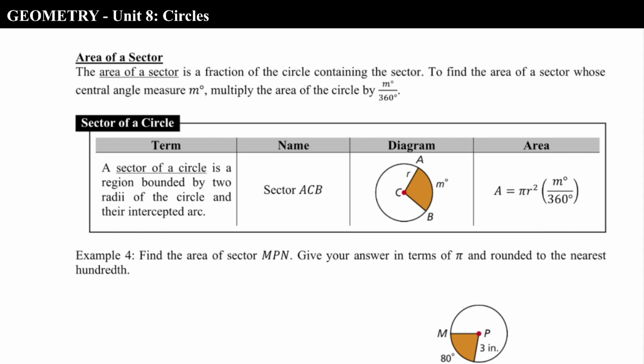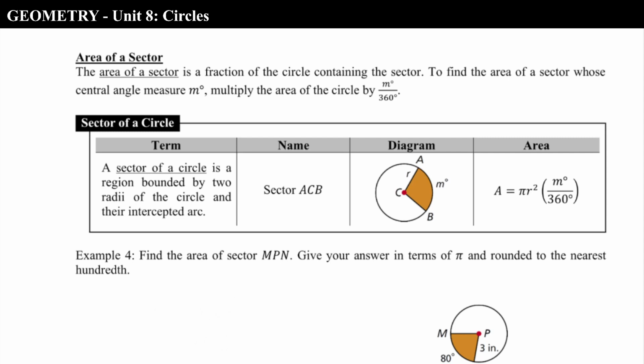The area of a sector is a fraction of the circle containing the sector. To find the area of a sector whose central angle measures m, we're going to multiply the area of a circle by m over 360. Now, what is the area of a circle? We will be talking about this more in the next unit, but the area of a circle is pi r squared. So we're going to take the area of the entire circle and multiply it by the angle measure divided by 360 because that gives us the fraction of the circle that we're interested in, okay?